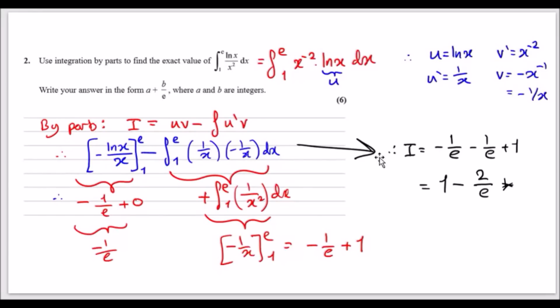So I put it nicely on this side. And then sorting it out, making it look like this form, you get 1 minus 2 over e. Easy. Easy, guys.